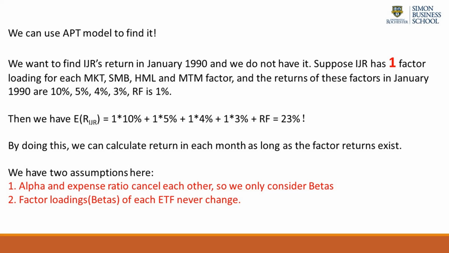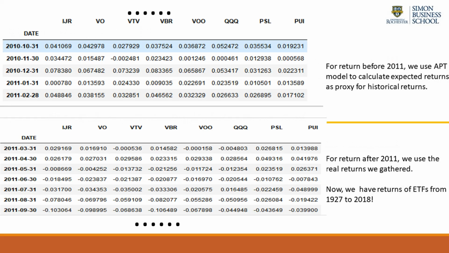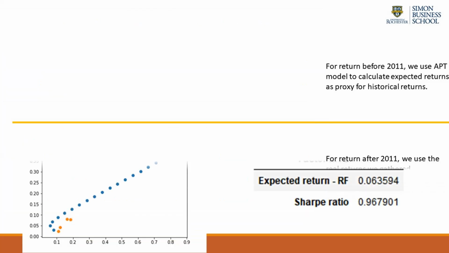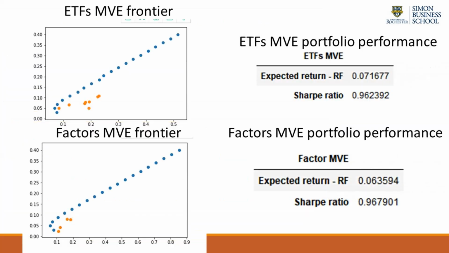We have 2 assumptions here. First, alpha and expense ratio cancel each other out, so we only consider betas. Second, factor loadings of each ETF never change. For returns before 2011, we use the APT model to calculate expected returns as proxy for historical returns. For returns after 2011, we use the real returns we gathered. Now we have returns of ETFs from 1927 to 2018. We build up the ETF's MVE portfolio along with the factors' MVE portfolio. The result shows that they have similar Sharpe ratios and efficient frontiers.